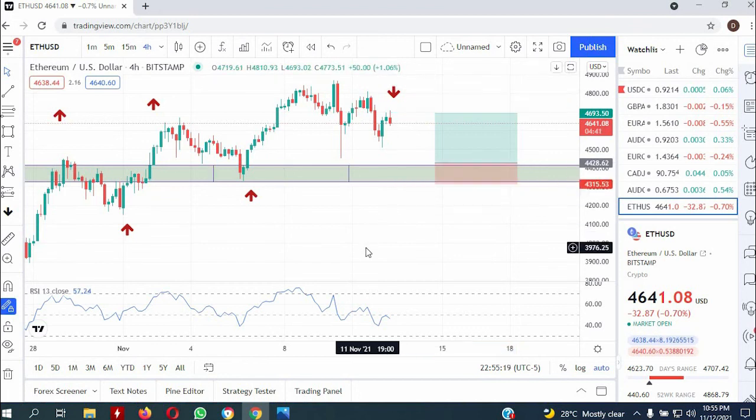Remember guys, no analysis is 100% correct. So please trade at your own risk. So that's it for technical analysis for the coming week.